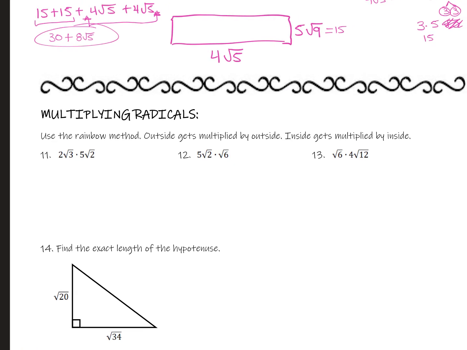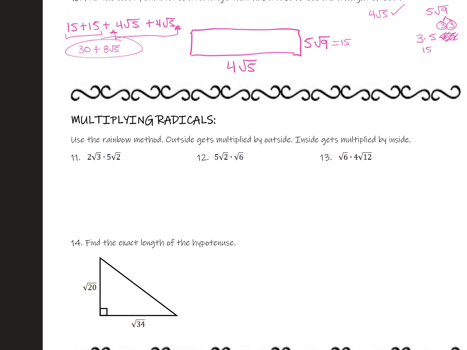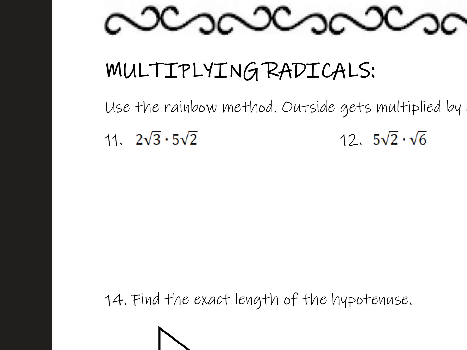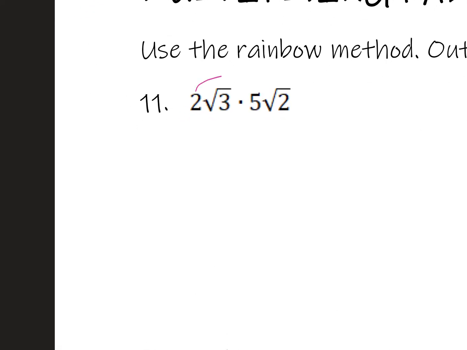Multiplying radicals. Multiplying radicals, you use the rainbow method, all right? So basically, this is saying I'm going to take the numbers outside and multiply those. And then I'm also going to take the numbers inside and multiply those. All right. I like to call this clam. It looks like a clam to me.